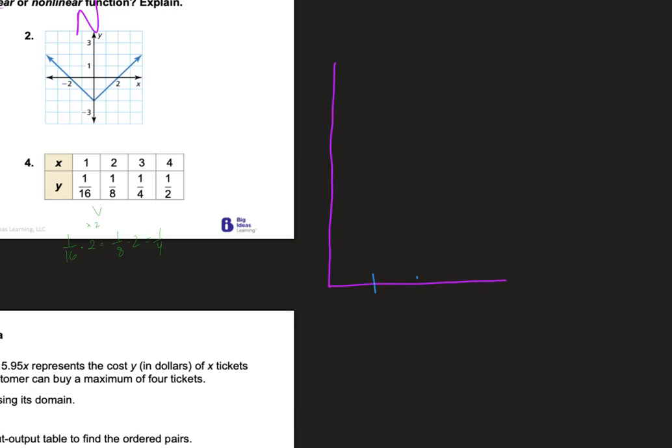So this is 1, 2, 3, 4. This is 1. So halfway is going to be 1/2. And if we cut that, that's 3/4. And if we cut that, that's 1/4. If you cut that, that's 1/8. If you cut that, that's 1/16. And if you're thinking, why is he doing this? Well, because 1 is at 1/16, right? And 2 is at 1/8. And 3 is at 1/4. And 4 is at 1/2.